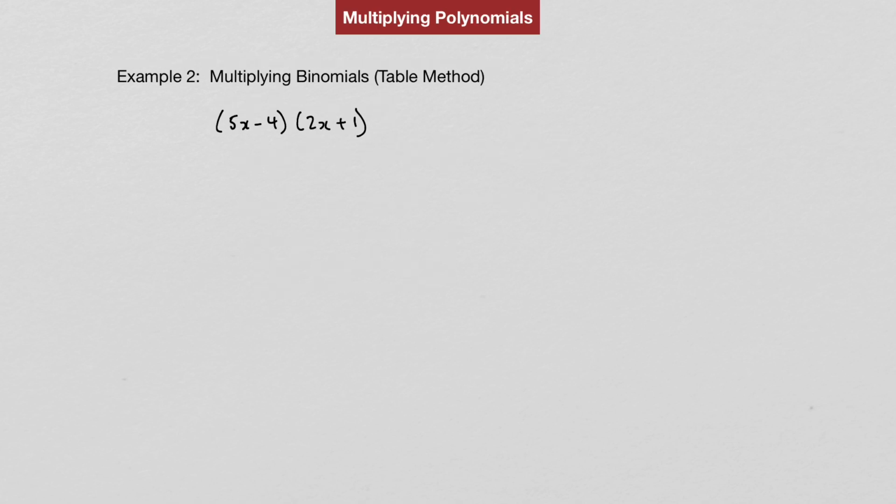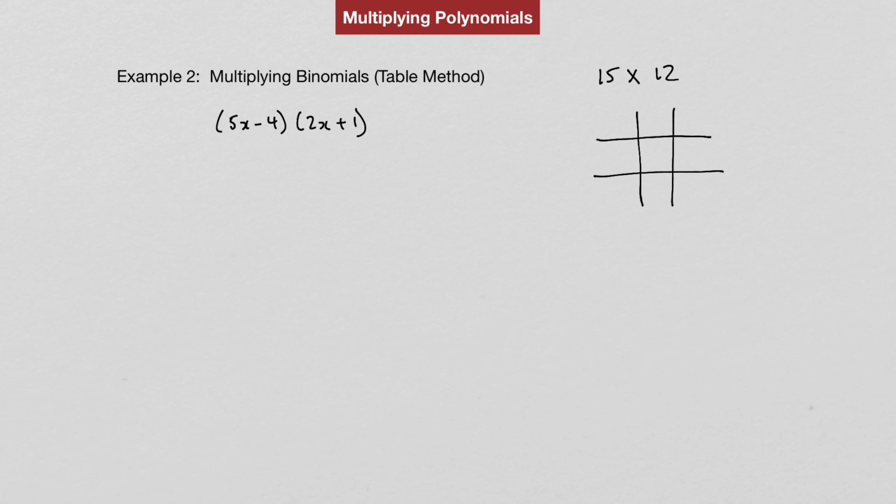In this example 2, we are now multiplying binomials. Now there are a couple of ways of doing this. The first method I'm going to show you is what's called the table method. With the table method, it is similar to just multiplying numbers. So let me give you an example here to the side. Let's say we want to multiply 15 times 12.